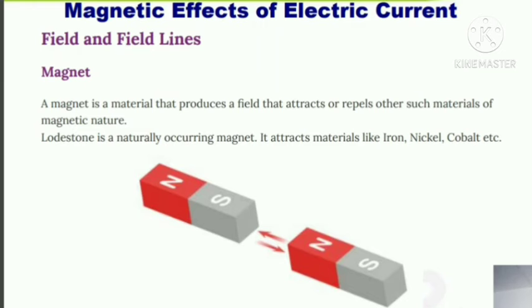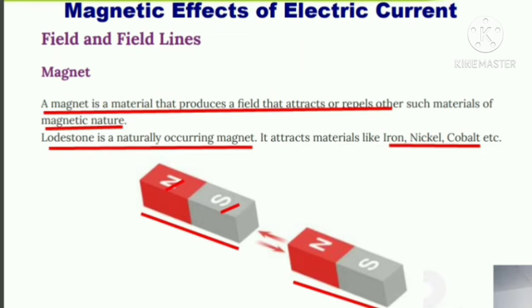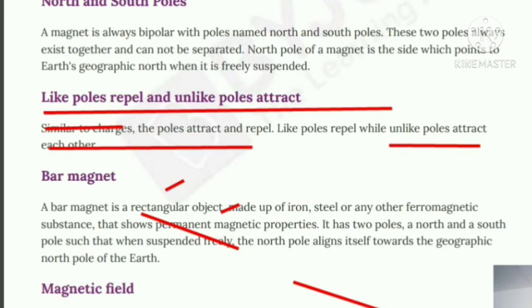Thus, what is a magnet? Here, a magnet is a material. You can see the poles of this magnet, that is north and south pole. Here I have already shown that like poles repel and unlike poles attract.